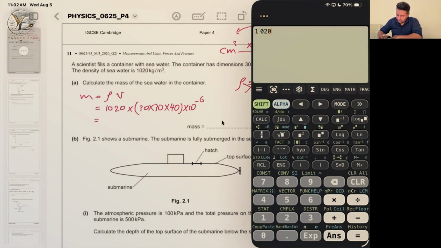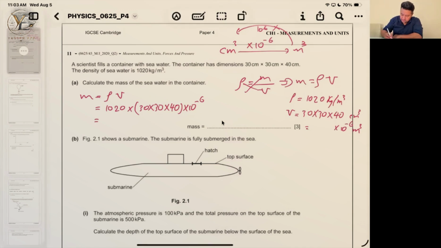So 1020 times 30 times 30 times 30 times 10 to the power of negative 2 equals 36.7. In order to write it within two significant figures, I'm going to write 37. 37 what? 37 kilograms.